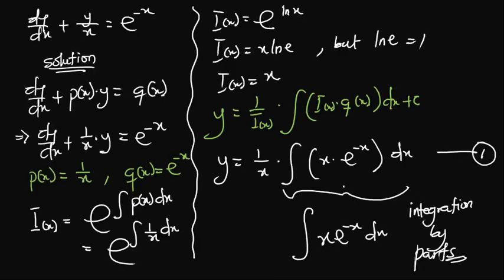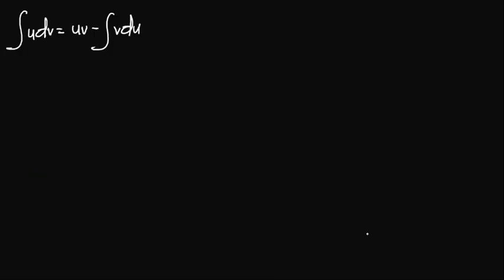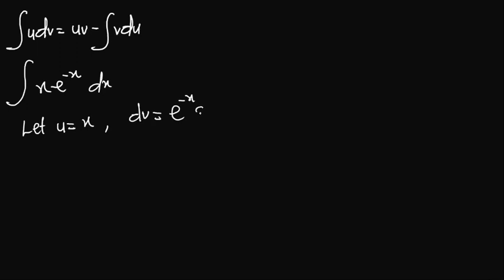So from here we can say that the integration by parts formula is what? The integral of u dv is equal to uv minus the integral of v du. Now if I go back, you see that this is the function that we want to integrate: the integral of x e raised to the power negative x dx. So we say let u be equal to what? The x over here, and then let dv be equal to the other part, which is e raised to the power negative x dx.